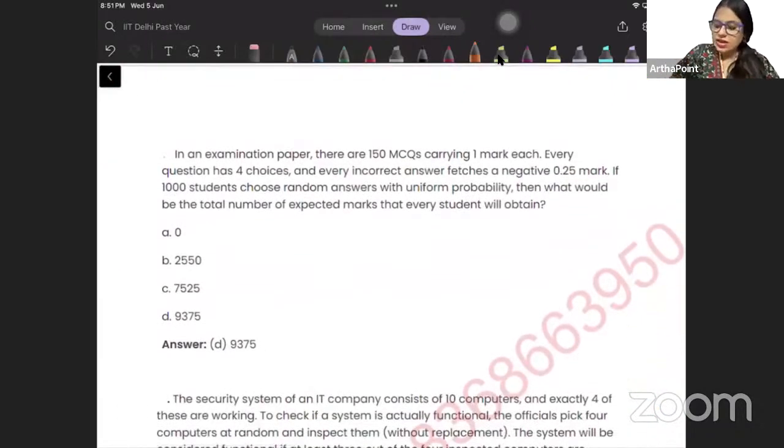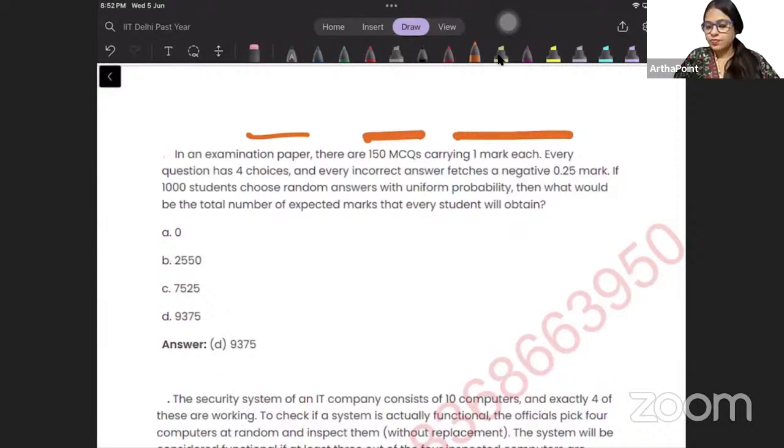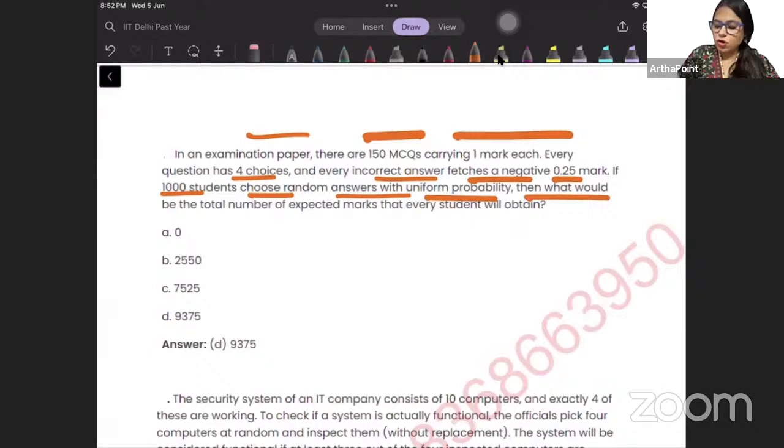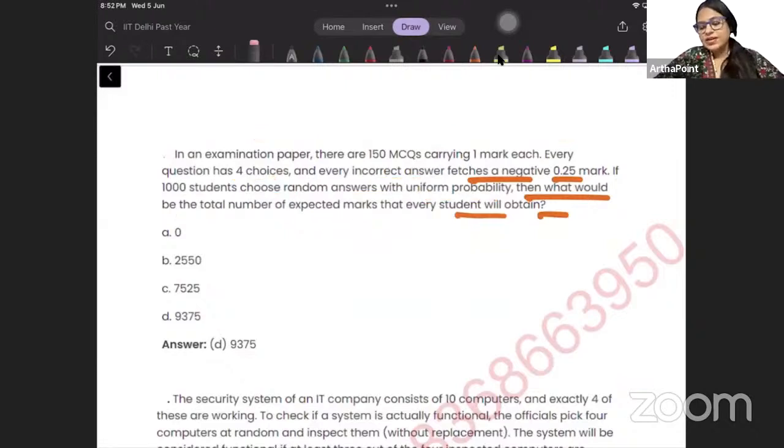It says, in an examination paper, there are 150 MCQs carrying 1 mark each. Every question has 4 choices and every incorrect answer fetches a negative of 0.25 marks. If 1,000 students choose random answers with uniform probability, then what would be the total number of expected marks that every student will obtain? Let us try to solve this question.